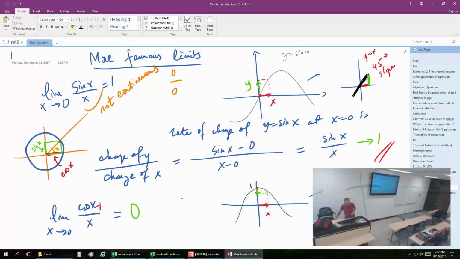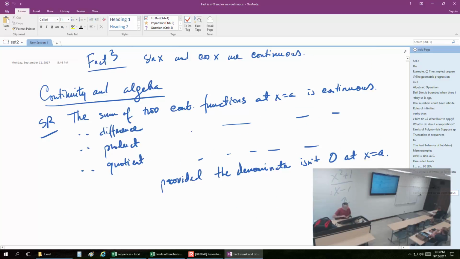So these are the two famous limits. There is another one. The interpretations are, I hope, clear in terms of the rate of change. Okay, so we're going to get to that later. At this point, we're going to discuss the algebra of continuous functions.